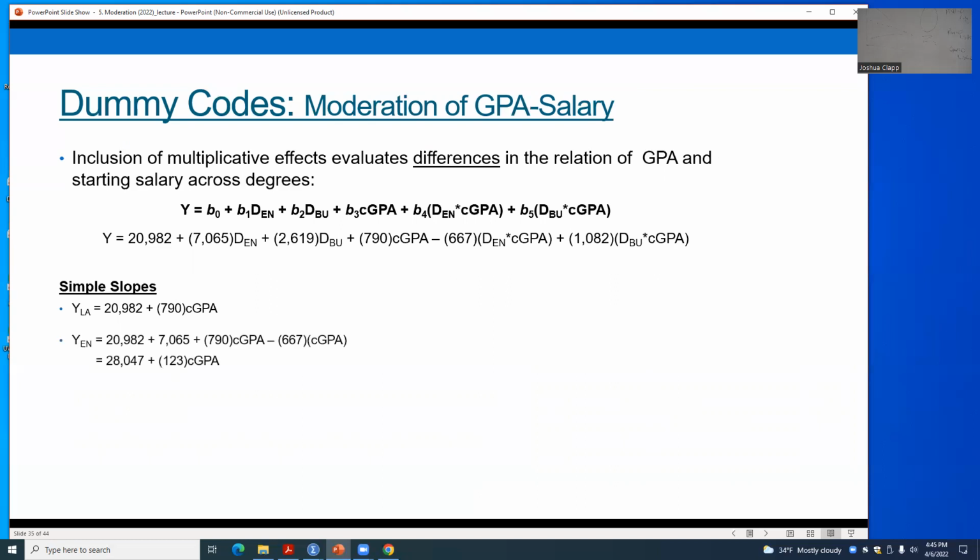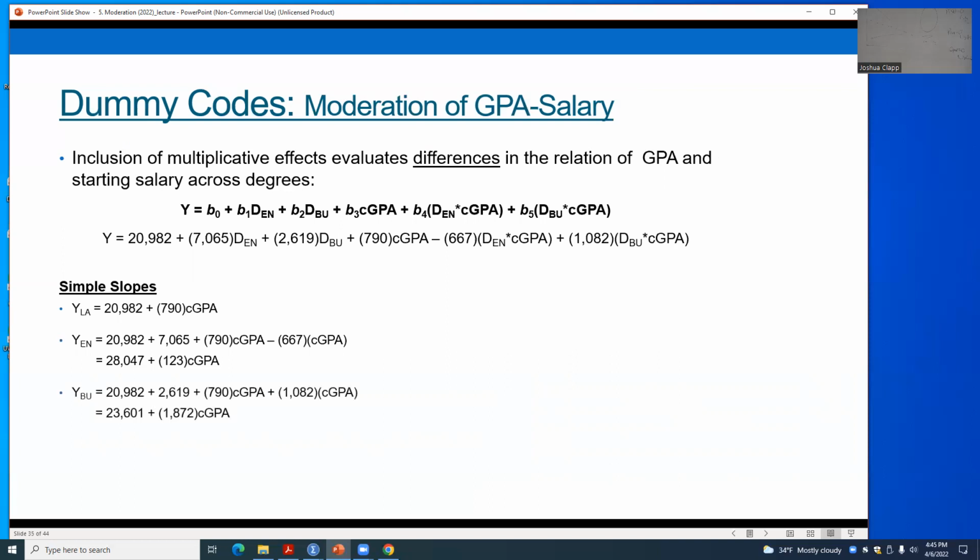Here, though, if I want to look at my simple slope for engineering, again, what we start doing is holding everything else constant at 0. We bring down my intercept, my effect for engineering times 1 is just a number, right? So that comes down. My effect for GPA comes down. And then my GPA times engineering, I put in a 1 for engineering. That just comes down. And I've got my simple slope for engineering.